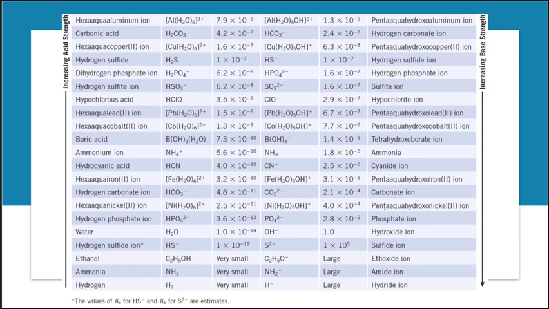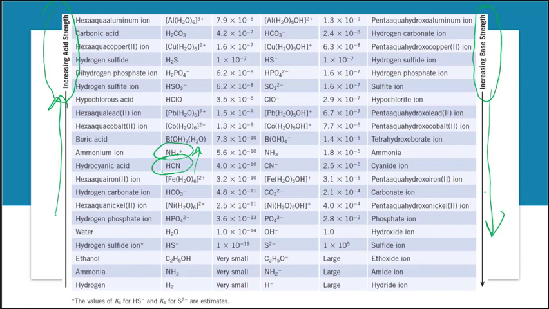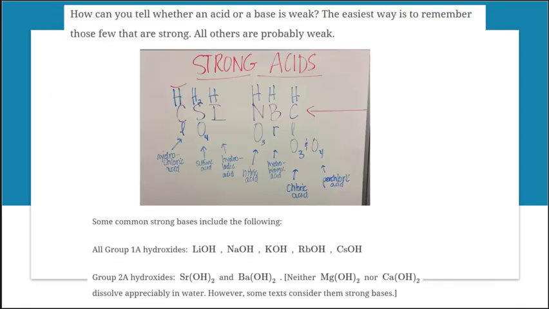And here's the other half of that chart. We can see on the left here the increasing acid strength. As I go up, my acid strength gets stronger. So if I wanted to compare ammonium versus hydrocyanic acid, because ammonium is higher up in the list, it is a stronger acid. And we can see on the right, our base strength increases as I go down. How can you tell whether an acid or a base is weak?